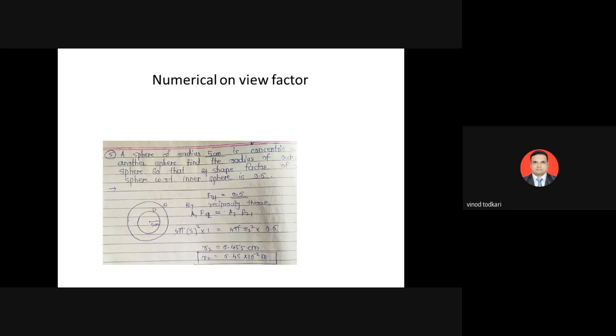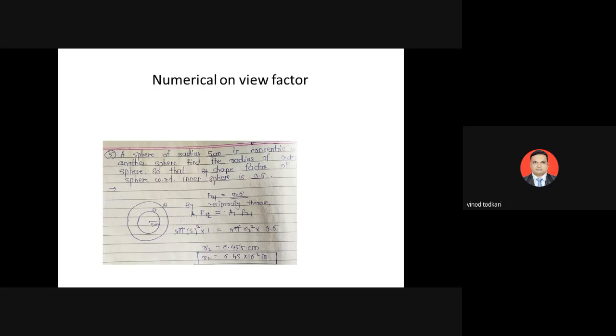A sphere of radius 5 centimeter is concentric with another sphere. Find out the radius of outer sphere so that the shape factor of outer sphere with respect to inner sphere is 0.6. So there are two concentric spheres. Let's say the inner sphere is sphere number 1 and outer sphere is sphere number 2. The radius of inner sphere is given as 5 centimeter, which means 0.05 meter. So R1 is given to us, right? We know the value of R1. What we have to find out is the radius of outer sphere, means we have to calculate R2.